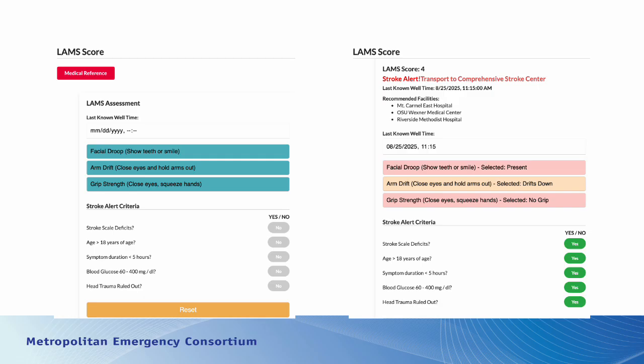Do they have stroke scale deficits? Are they over age 18? Symptom durations less than 5 hours. Blood glucose between 60 and 400. And have they had any head trauma?